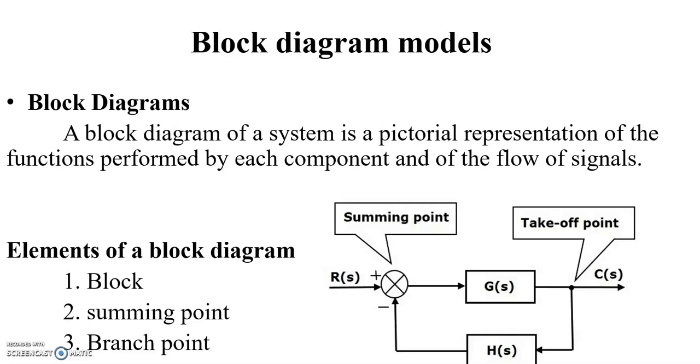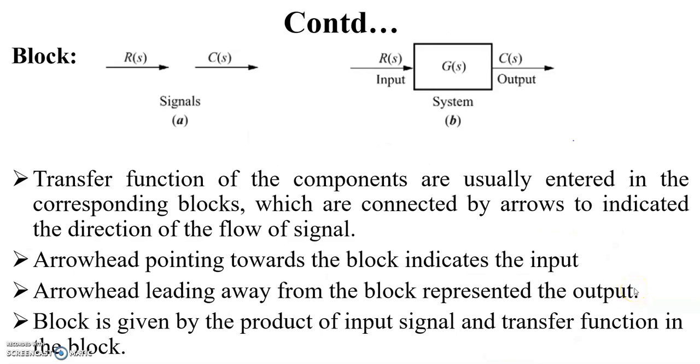A block diagram is a pictorial representation of the functions performed by each component and of the flow of signal. So what are the elements presented in a block diagram? There are three elements: one is a block, a summing point, and a branch point. So the block is this one, the summing point is here, and this is a takeoff point. The block has an input signal R(s) and an output C(s). Next I will explain them one by one in detail.